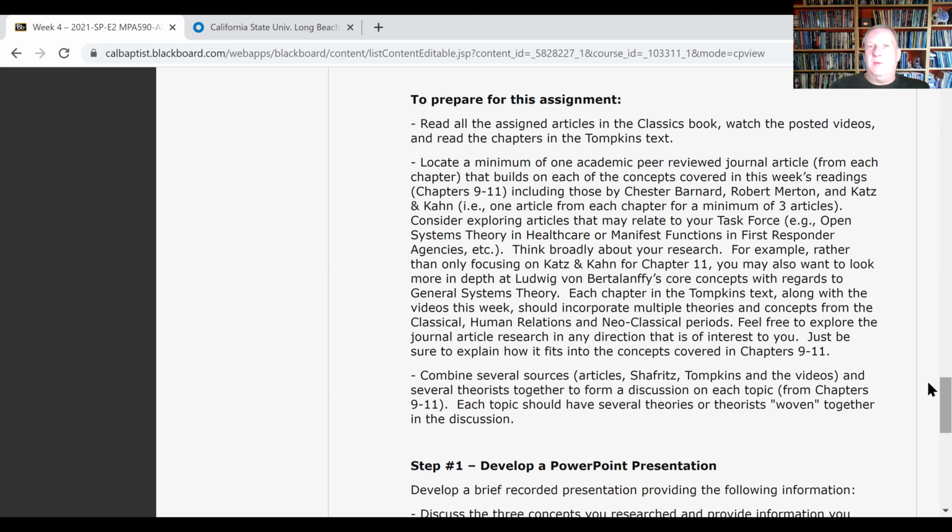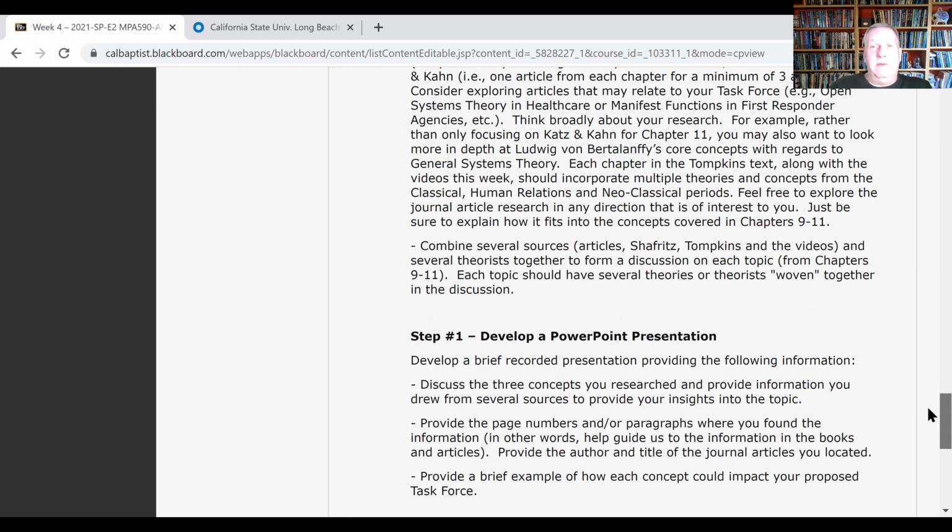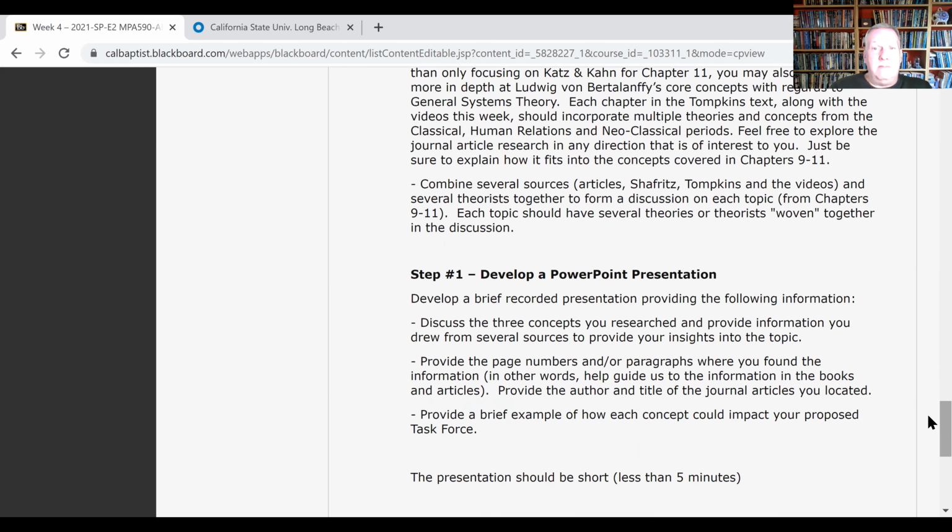If you've got a task force that you think is going to be operating in a very fluid, very dynamic environment, then open systems theory will obviously be a major portion of what you are preparing for this discussion board. As always, and you're used to this now, you'll develop a PowerPoint presentation. When you develop your PowerPoint presentation, you'll discuss the 3 concepts that you researched and provide information you drew from the several sources to provide your insights on the topic.